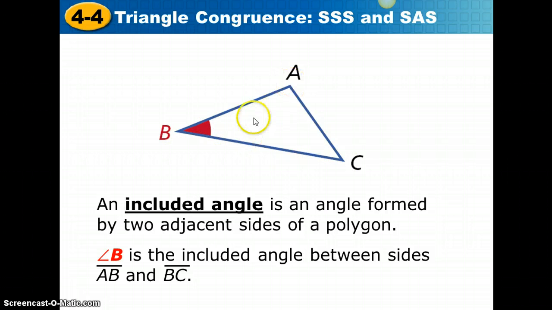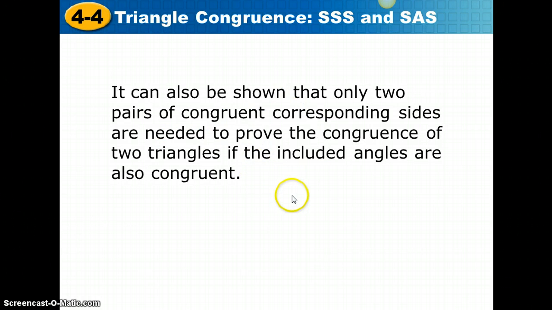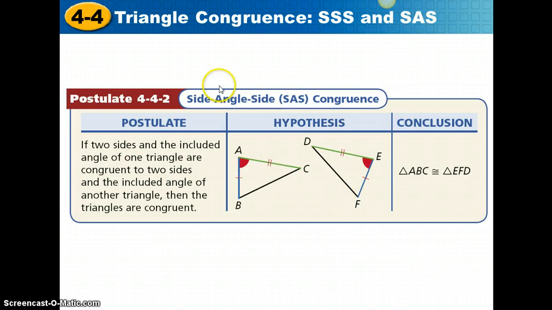So we have side AB and side CB or BC that include this angle B here. Angle B is between these two different sides, or it's made up by these two different sides. So it can also be shown that only two pairs of congruent corresponding sides are needed to prove the congruence of two triangles if the included angles are also congruent. And this is where we get SAS, side angle side congruence. The angle has to be the included angle between those two sides.